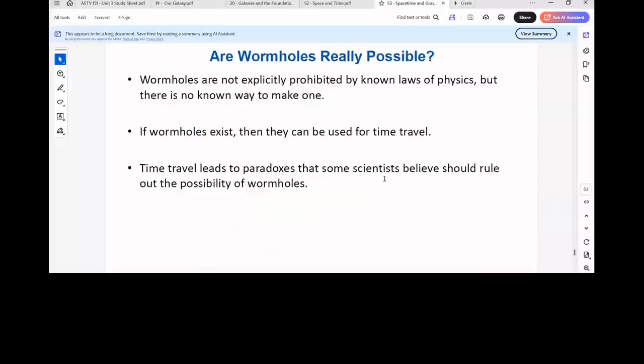Wormholes have not been confirmed. They are hypothetically not actually ruled out. But again, there has not yet been any confirmation of this, so this exists just as a hypothetical concept at this point in time.